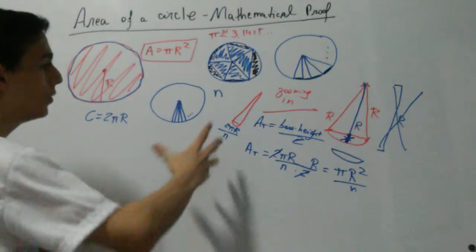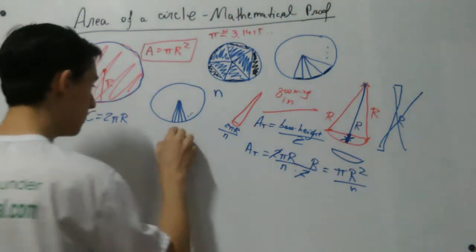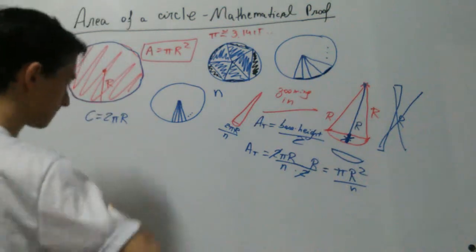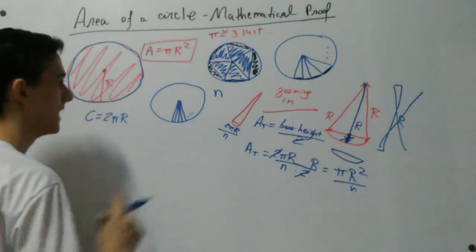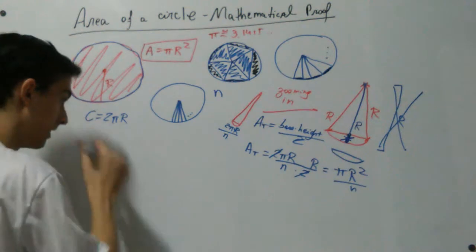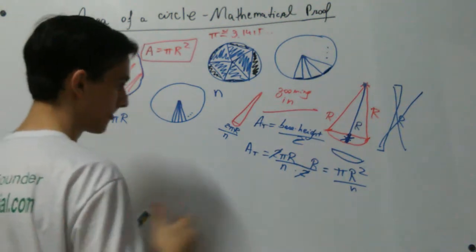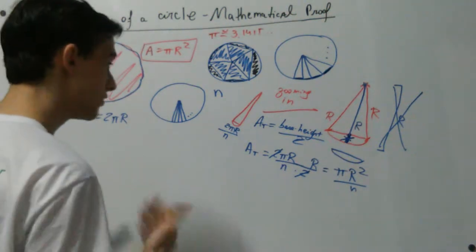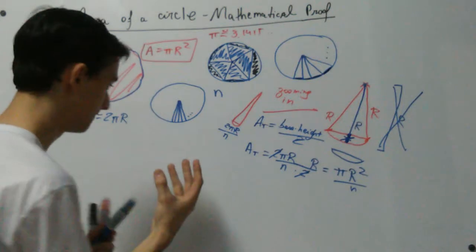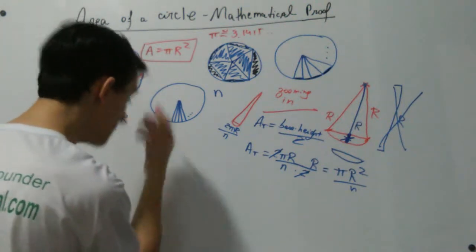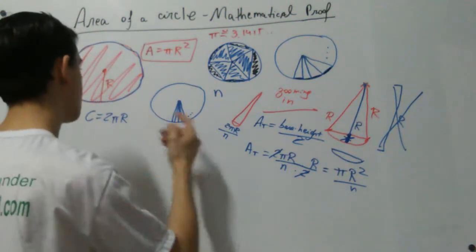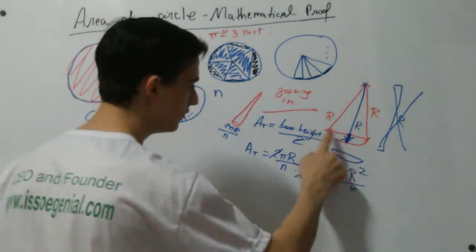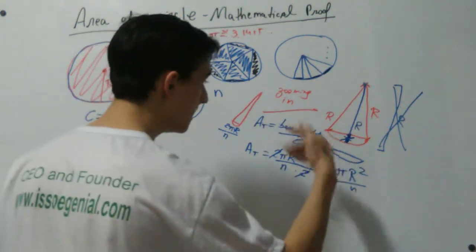And if we add all the areas of all the very little triangles, we're going to get the area of a circle. So how many triangles do we have? We have n triangles. The difference here can be ignored. We have so many triangles that the difference between the area of all the triangles and the area of the circle can be ignored, because these little differences can be ignored.